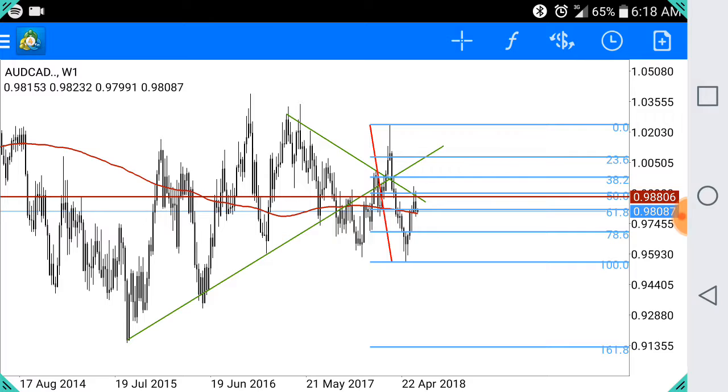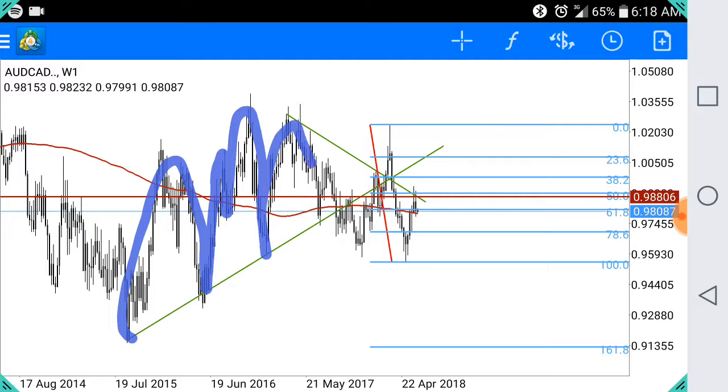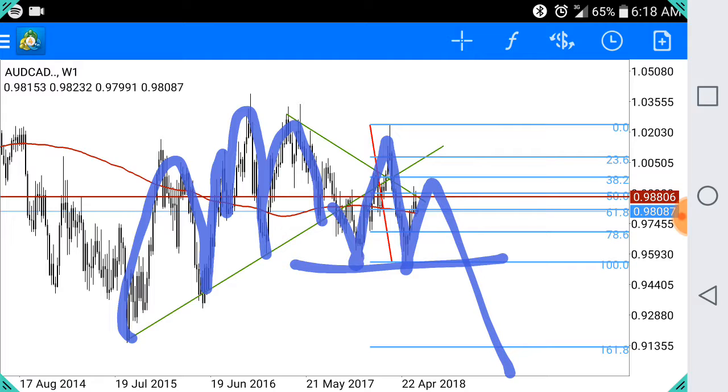So here we started an uptrend. This is what we got going on right now. As you can see here, we broke our trend line, came up to retest our trend line, and respected it. And now we're performing a head and shoulders, and then we're going to continue to drop right here.